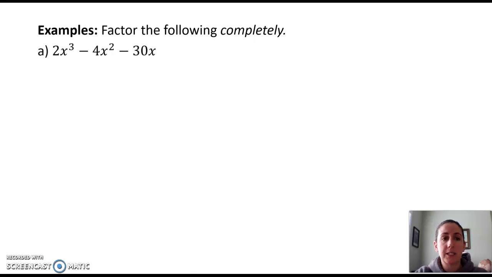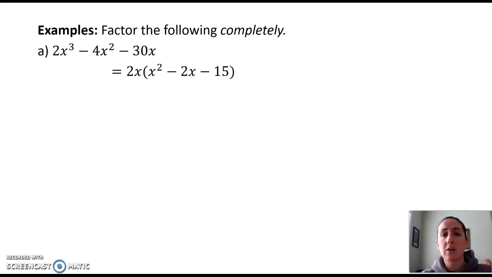So let's look at our first example: 2x cubed minus 4x squared minus 30x. Always the first thing you want to do is factor out the greatest common factor. Does 2x cubed, 4x squared, and 30x have anything in common? If so, pull it out. And it has a 2x.